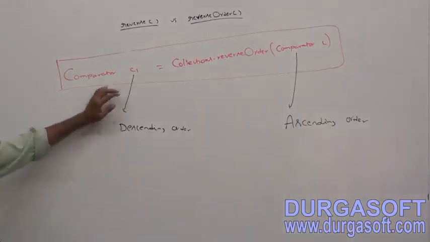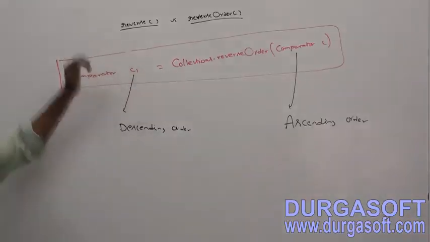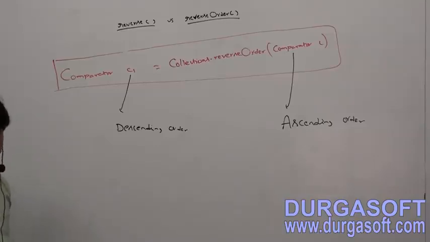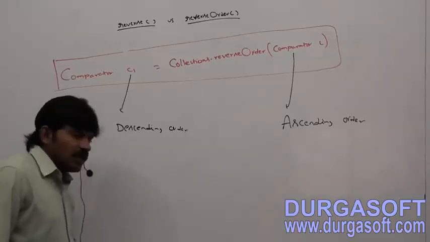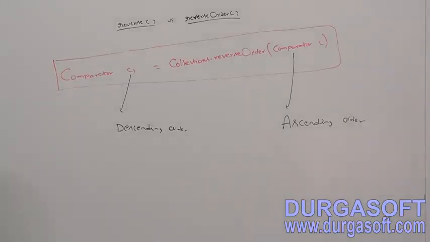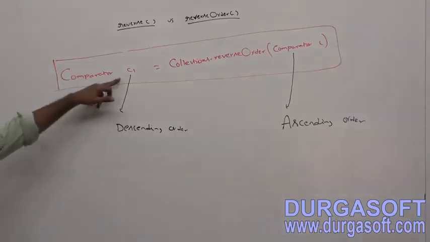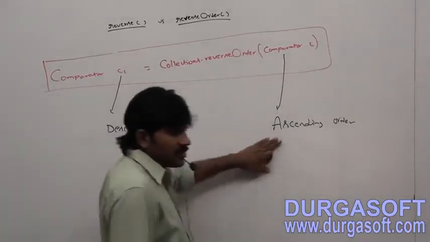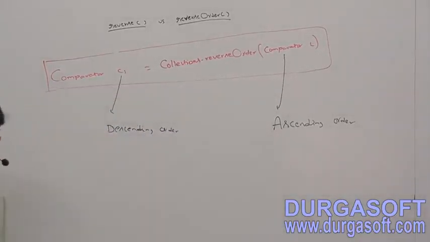Are you able to get it, right? Okay, so make sure to add the comparator. Take this example. Comparator C1 is equal to Collections.reverseOrder of Comparator C. So this C1 is meant for what? Descending order. This comparator is meant for what? Ascending order. Meant for descending order, meant for ascending order.